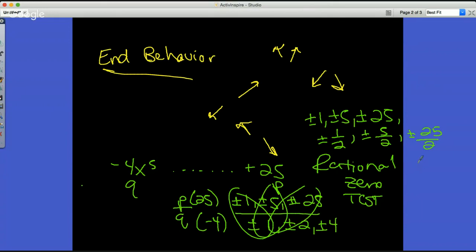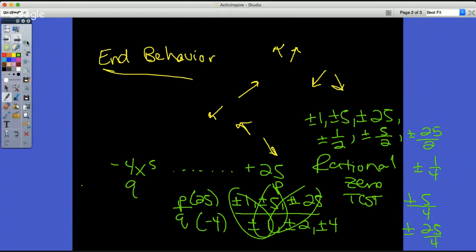1 over 4, plus or minus 1 over 4, plus or minus 5 over 4, right here, 5 over 4, and plus or minus 25 over 4. And those are all of the rational zeros that could possibly be a zero within this polynomial.